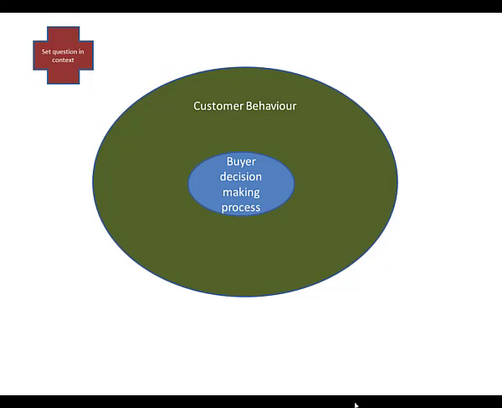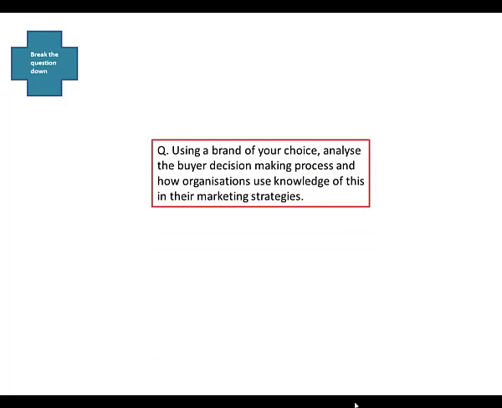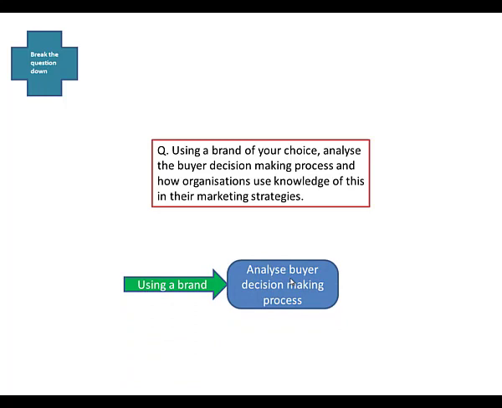Having understood the context then, it might be worth trying to break the question down. Make sure you understand all the key words and think about what the question's actually asking you to do. Simply writing in this case about the buyer decision-making process won't be likely to get you high marks. Instead, it asks you for an example of this using a brand and how organisations understand the buyer decision-making process and use it to make marketing strategies.